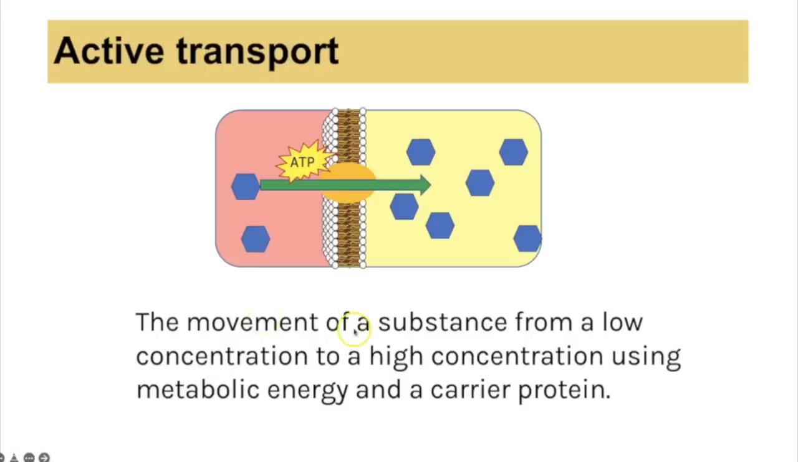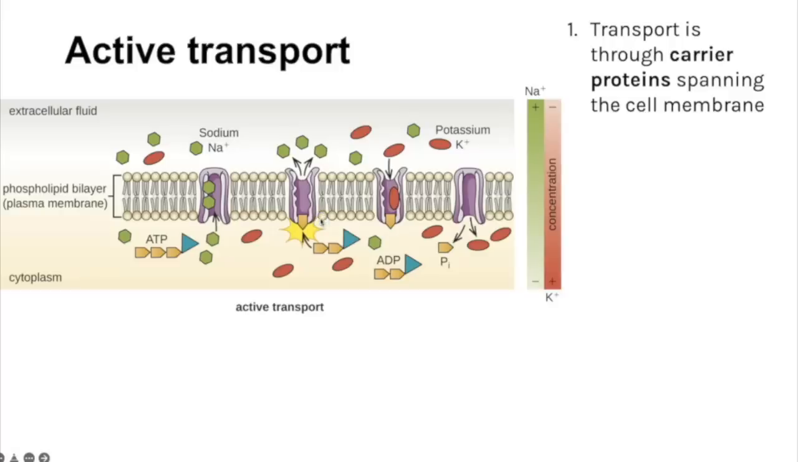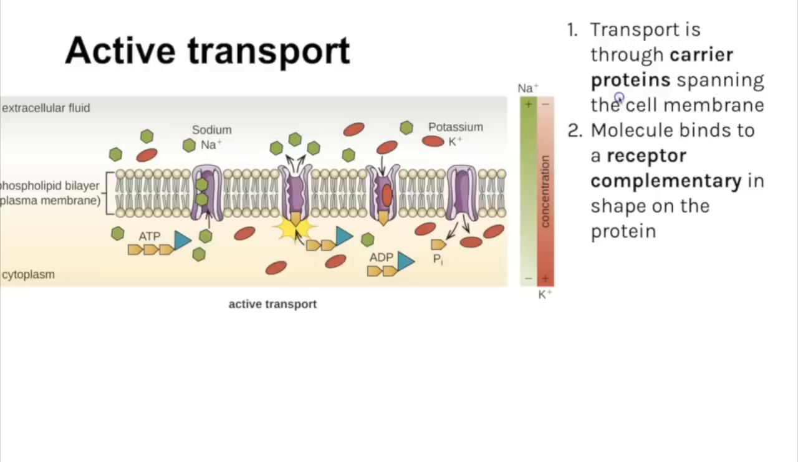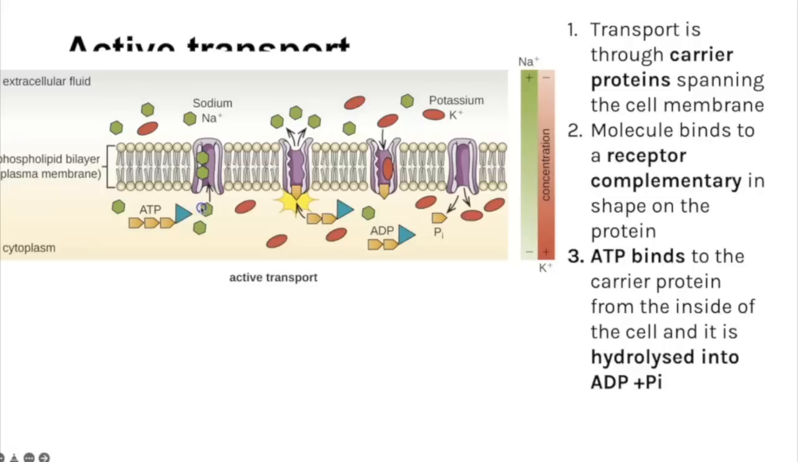Active transport is the movement of substances from a lower concentration to a higher concentration, and this requires metabolic energy and a carrier protein. The process by which this happens is, first of all, always through carrier proteins only. It is not channel proteins for active transport. The molecule will bind to the carrier protein, and it can only bind to proteins which have a complementary receptor shape, so it is still selective.